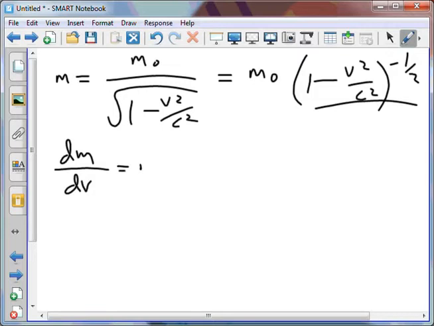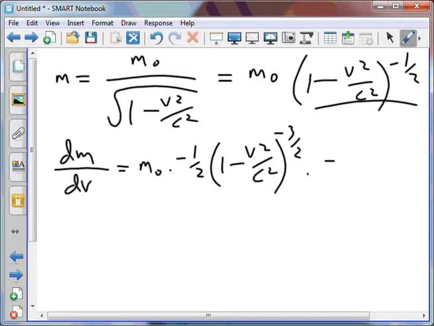So that'll become a constant there, rest mass. Now differentiating the brackets, I end up with negative a half, 1 minus v²/c². Negative a half minus 1 is negative 3/2, and I'll differentiate inside the brackets to give me negative 2v/c². Now as it turns out, a minus and a minus gives me a plus, and negative a half times 2 negative gives me just positive 1.